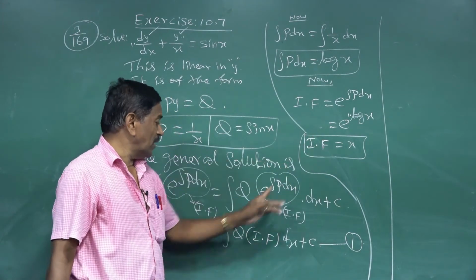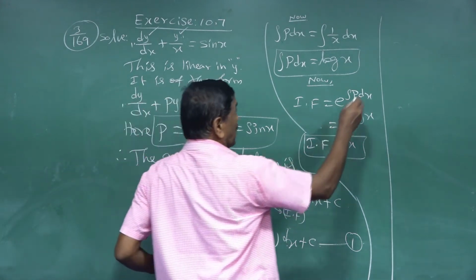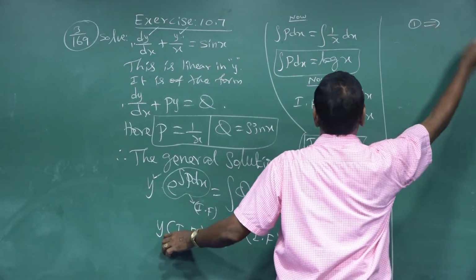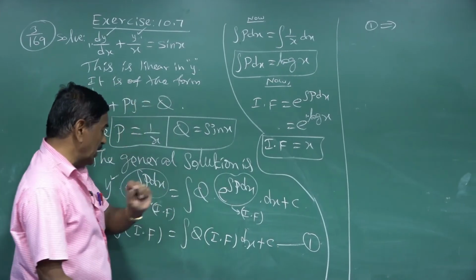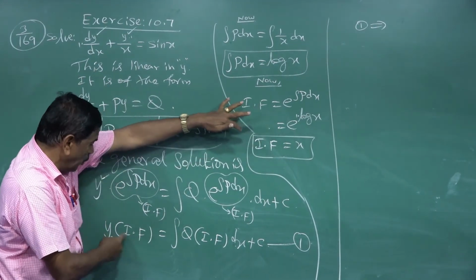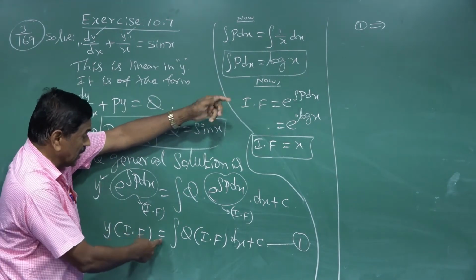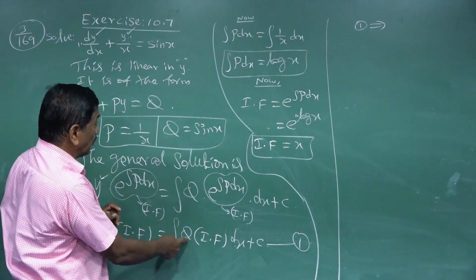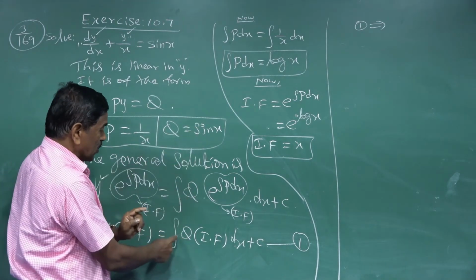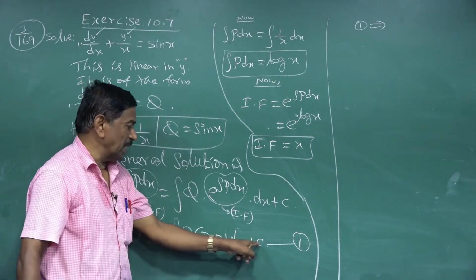Substitute the integrating factor in the first equation. That is a very simple concept. Y into the integrating factor x, so y into x or x into y, both are correct. Okay, you write y into x. Y into x is equal to the integral of q, where q is equal to sin x. So the integral of sin x into x into dx plus c.